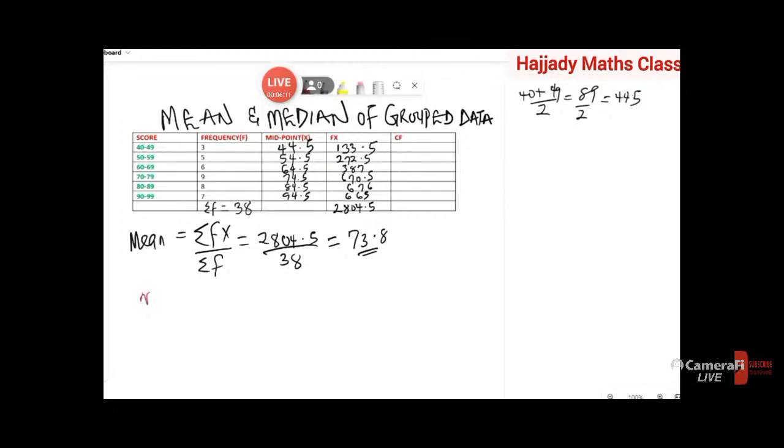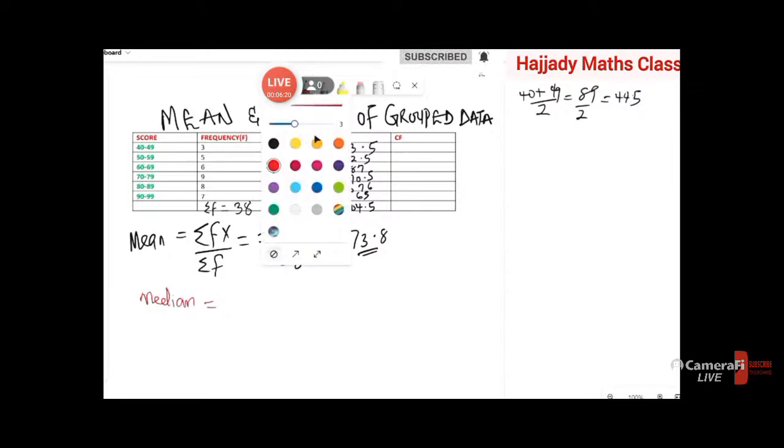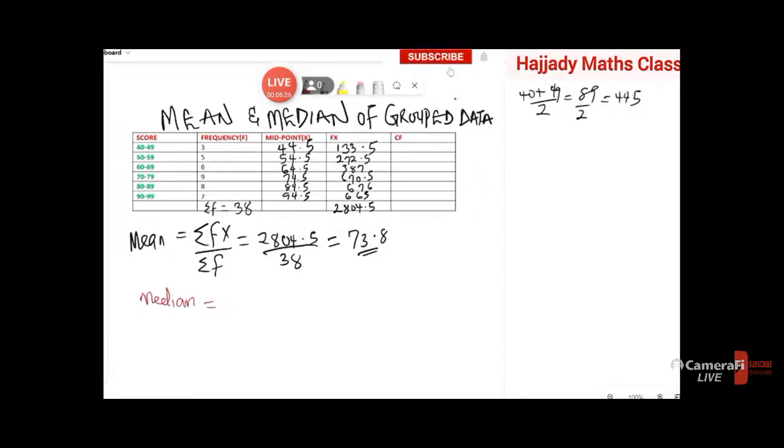So for our median, we are going to make use of this formula. Let me make it thick. So we are using this: L subscript B plus N over 2 minus cumulative frequency before the median class, times the class width, all over the frequency of the median class.